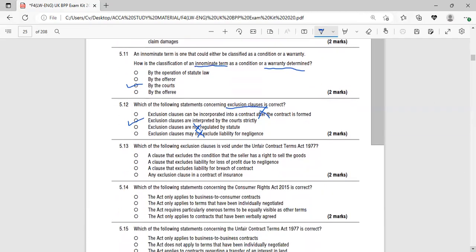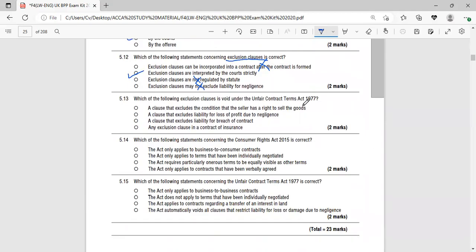Then we have, which of the following exclusion clauses is void under the Unfair Contract Terms Act 1977? A clause that excludes the condition that the seller has a right to sell the goods, a clause that excludes liability for loss of profit due to negligence, a clause that excludes liability for breach of contract, or any exclusion clause in a contract of insurance. UCTA means Unfair Contract Terms Act 1977. A clause that excludes the condition that the seller has the right to sell the goods is void. So the first one is the right answer.